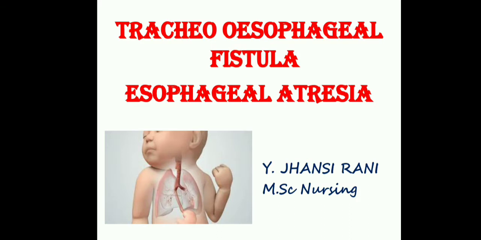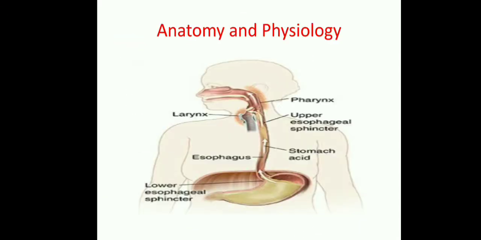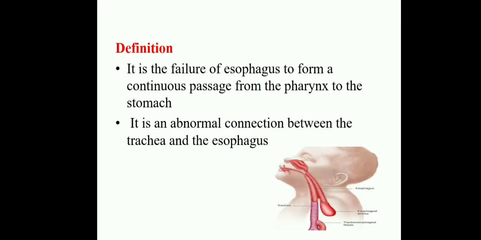And the next one is esophageal atresia. What is atresia? It is an undeveloped part or a blind-end pouch, that is called atresia. Mostly the trachea does not have atresia, but the esophagus does. Okay, this is about tracheoesophageal fistula and esophageal atresia. All of you clear? The anatomy and physiology is also over.